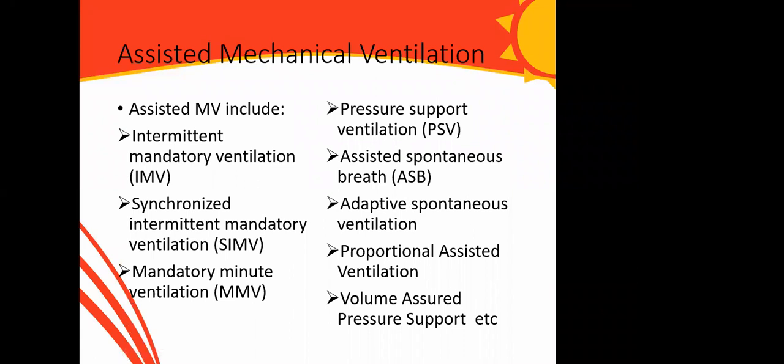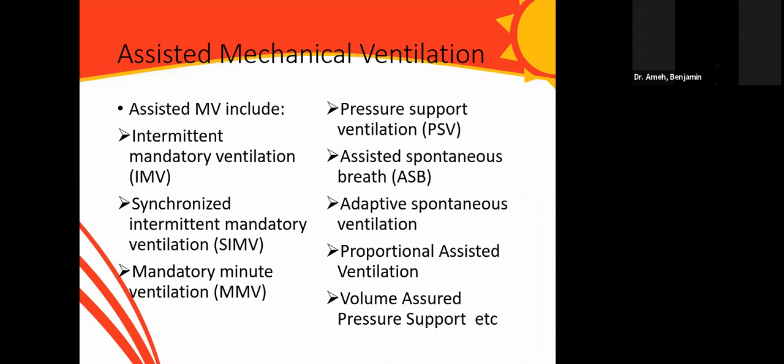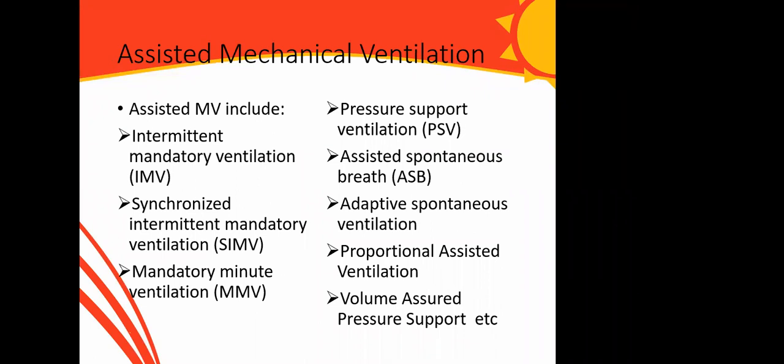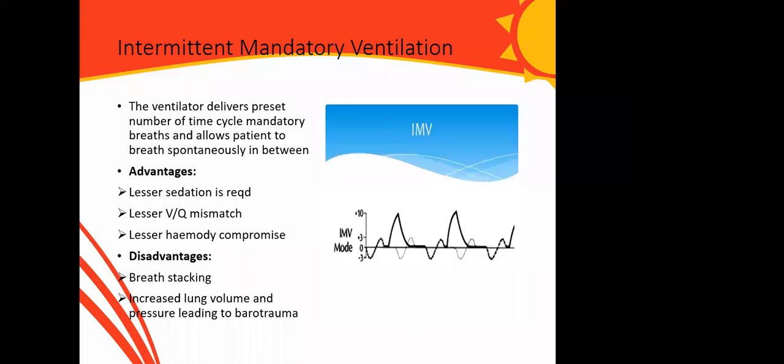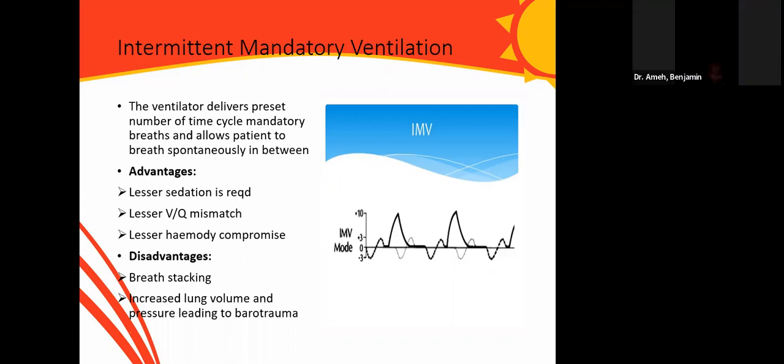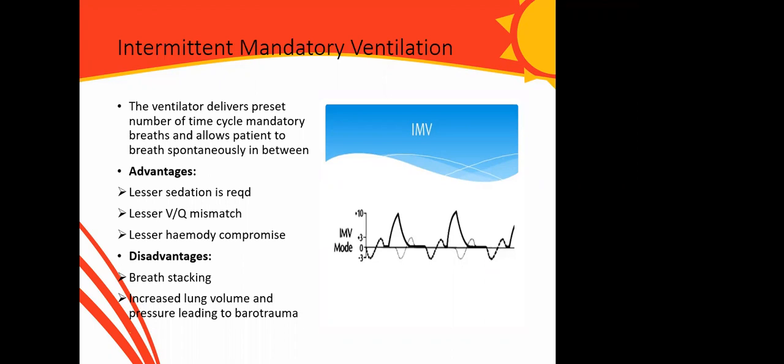There are different modes under assist mechanical ventilation. We have the IMV, the intermittent mandatory ventilation. We have the SIMV, the synchronized intermittent mandatory ventilation, the mandatory minute ventilation, and all that. As we go on, we will touch on each of these different modes under assist mechanical ventilation. The first thing we're going to look at, I want you to always pay attention to the right side of the slide, because it gives us a dramatic representation of whatever we're talking about.